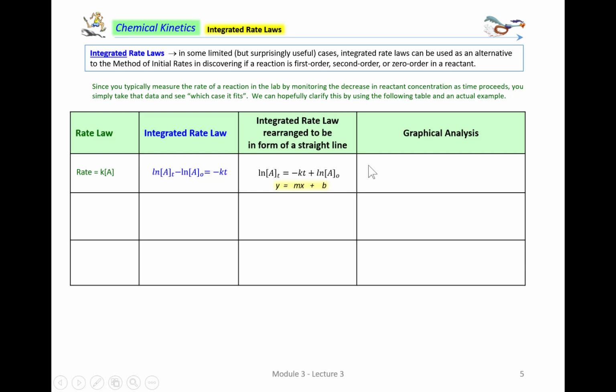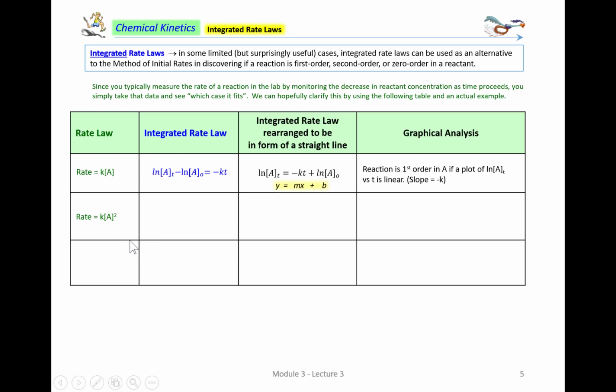Under this column called graphical analysis, what we're going to say is that if a plot of the natural log of the concentration of A as time proceeds versus time, in other words, y versus x, is linear, then it must be that that reaction is first order in A, because if it was not, it wouldn't fit this straight line relationship for a first order integrated rate law, and the slope would be minus k.